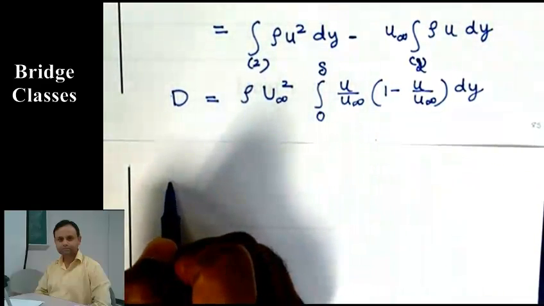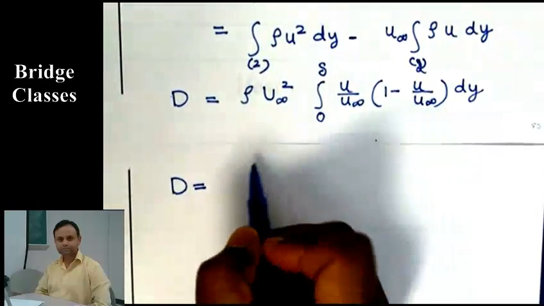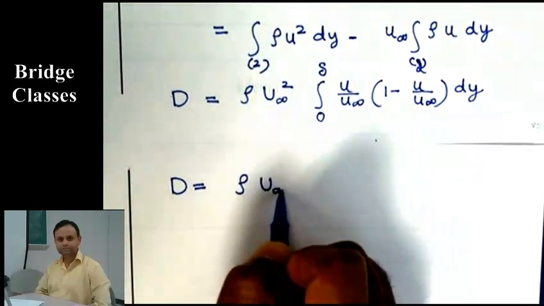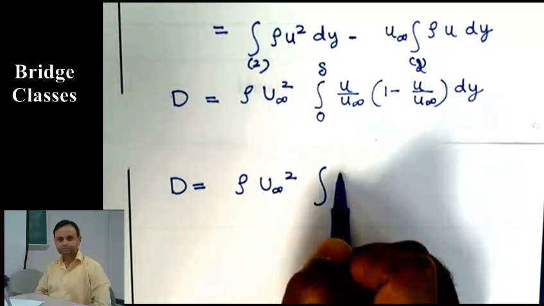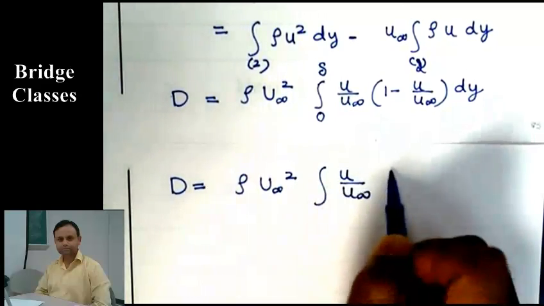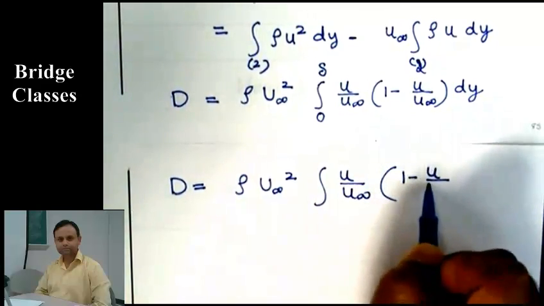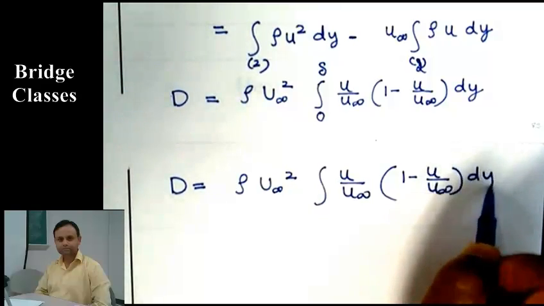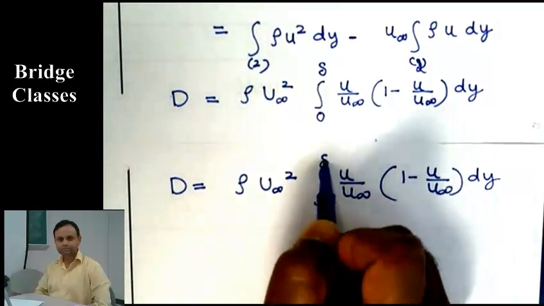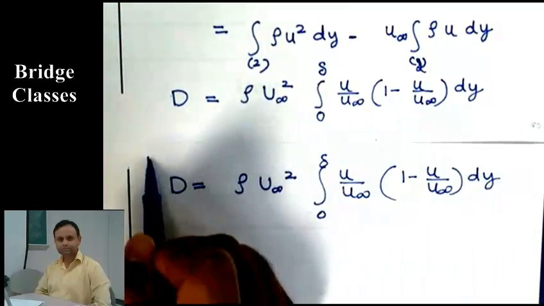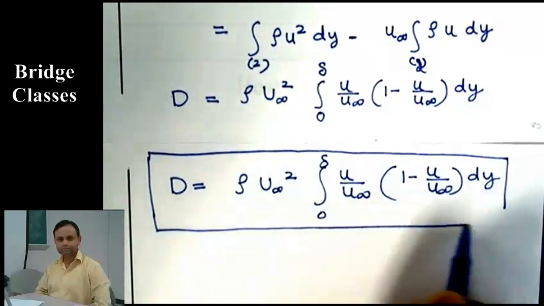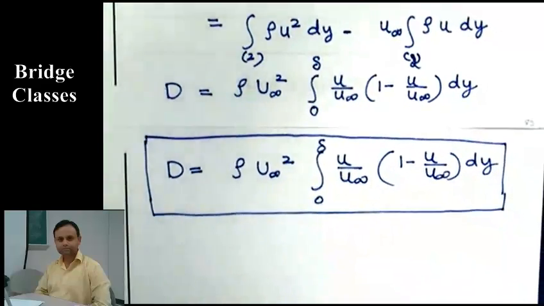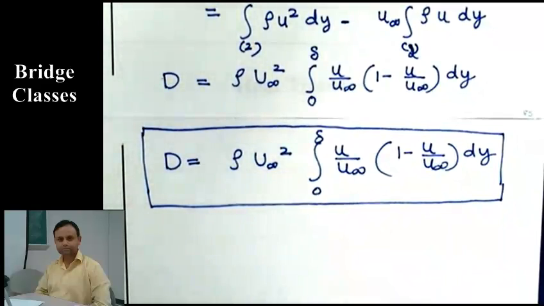So you get D is, I just want to highlight this, rho u infinity square times the integral of u over u infinity times (1 minus u over u infinity) dy, y goes from 0 to delta. So this is the expression that gives us drag. You see, we did not solve any differential equation.